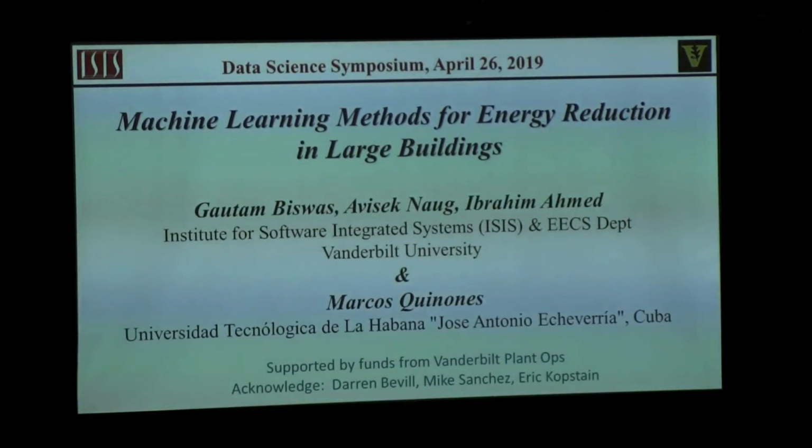In particular, I'd like to thank Darren Bevel, who has been working very closely with us, helping us understand how heating and cooling systems in buildings work, helping us interpret the data that Vanderbilt has collected. I also would like to acknowledge my two graduate students who are doing most of the work. They are here in this room, Abhishek Nag and Ibrahim Ahmed, and more recently, Marcos Quinones, who's a professor in Cuba, has been spending some time with us and is working with us on this particular project.